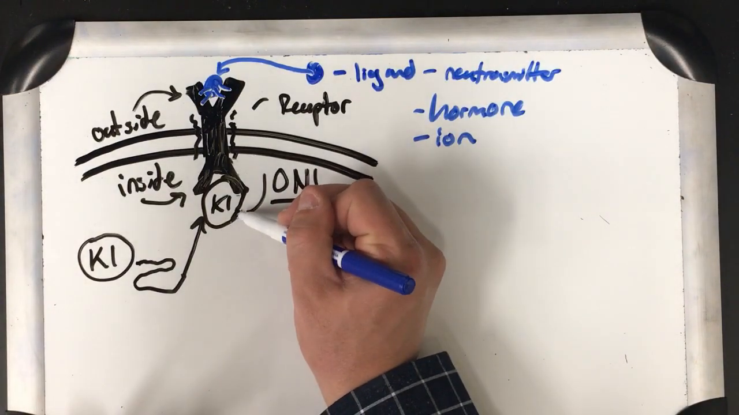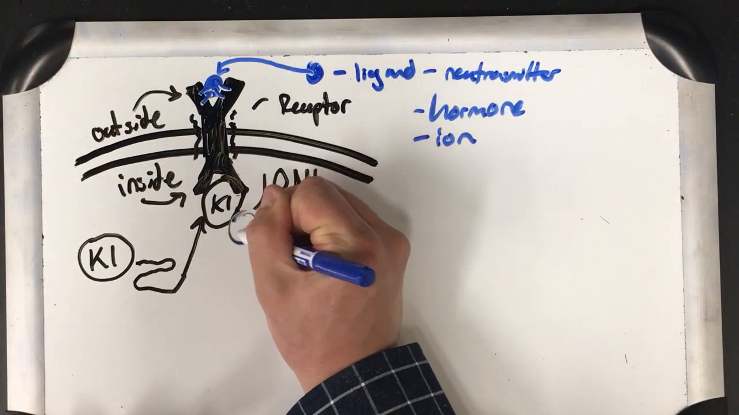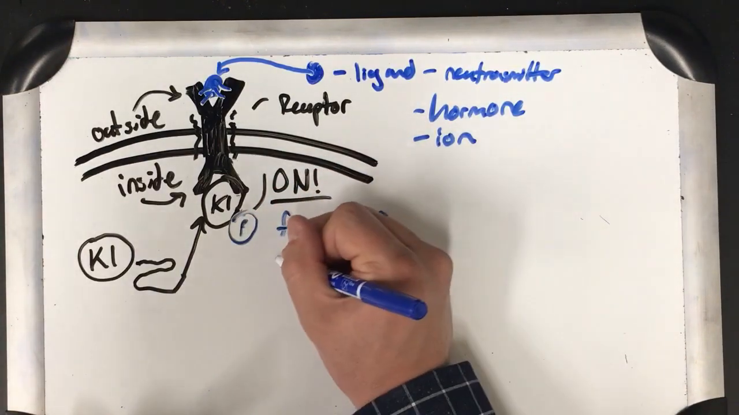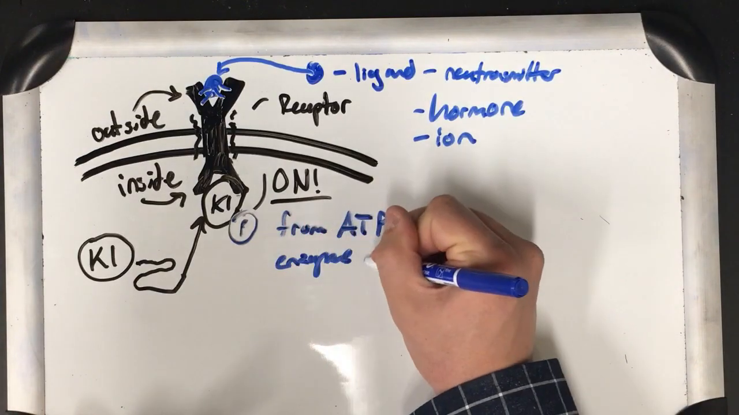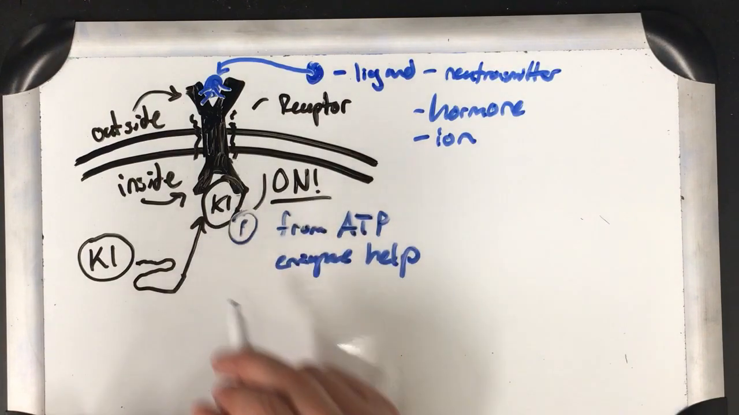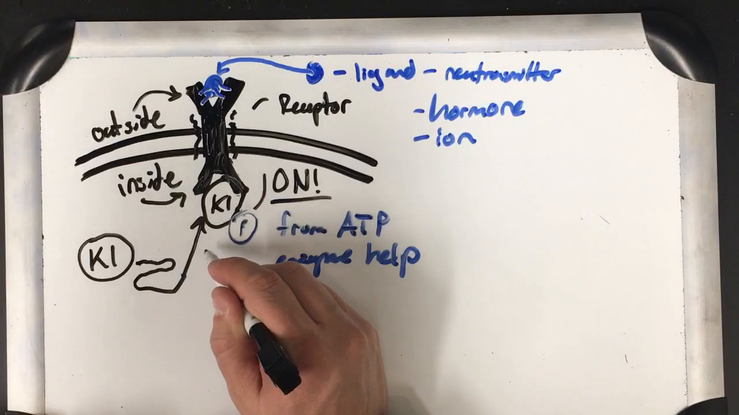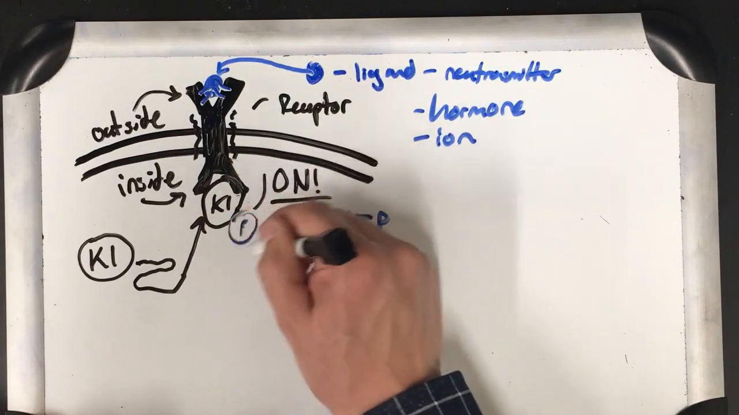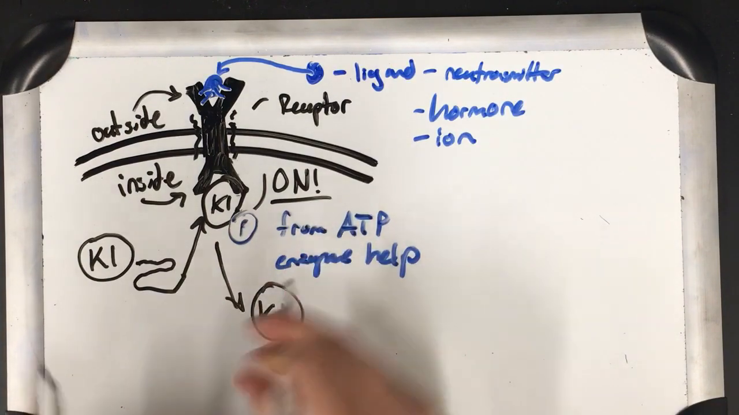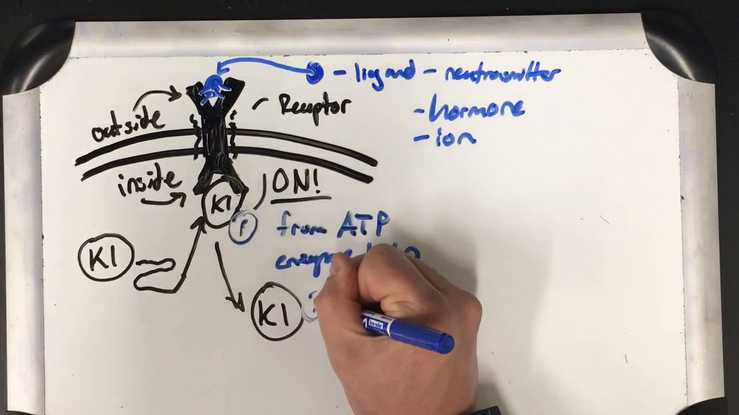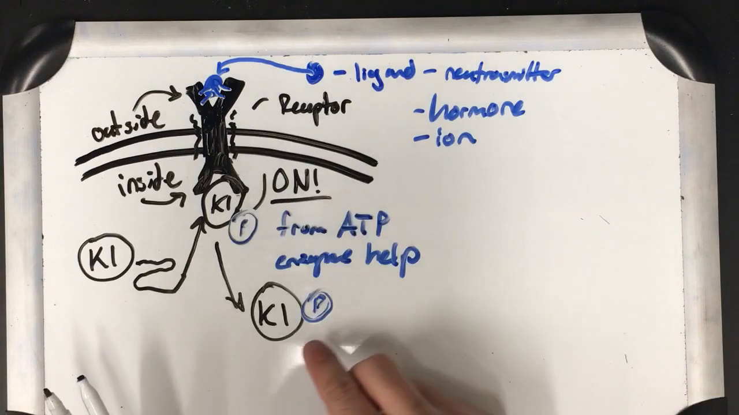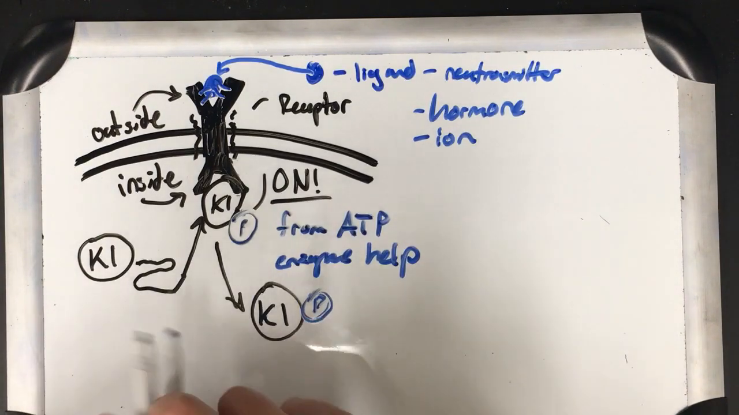Once it's in this conformation, it's actually able to accept a phosphate, and this usually comes from ATP, and there's some kind of enzyme help that's going to add this phosphate to kinase 1. Now, the only way that kinase 1 gets activated is if this was in the on stage. So now it's been activated by adding a phosphate. So if we go down here, we have an active K1 because now it has this phosphate.